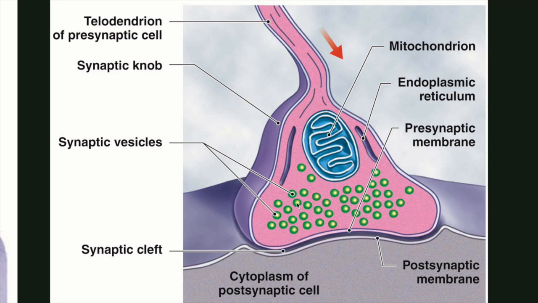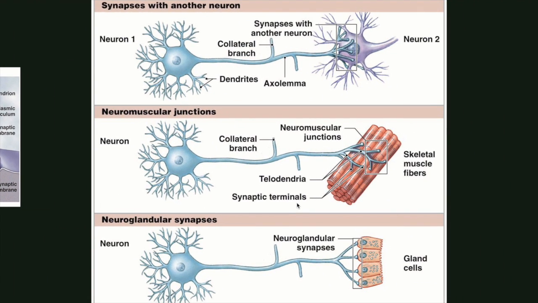And neurons can send messages to other neurons. As you see in this picture, other neurons, muscles, or glands. And many neurons have collateral branches, like you see here. Those collateral branches are going to allow this neuron to communicate with more than one other neuron.